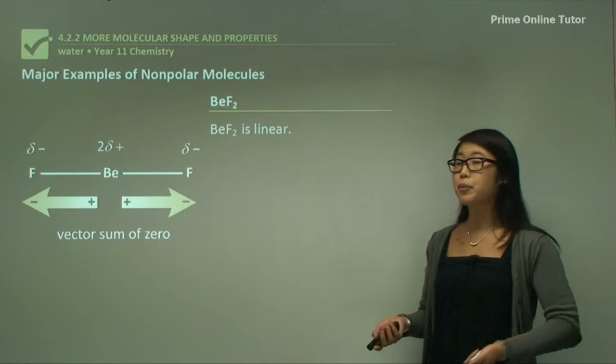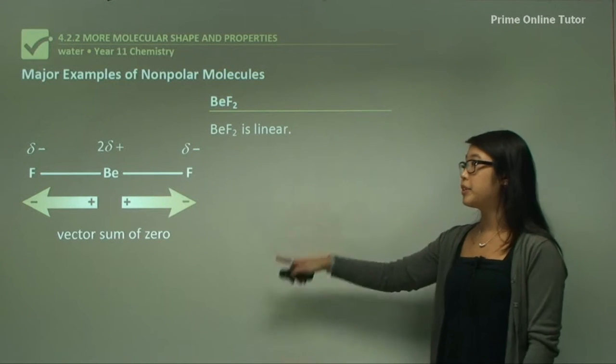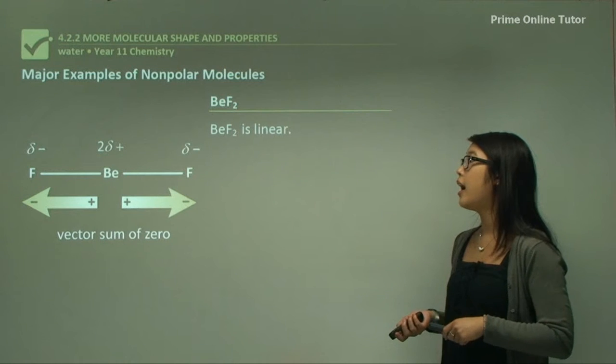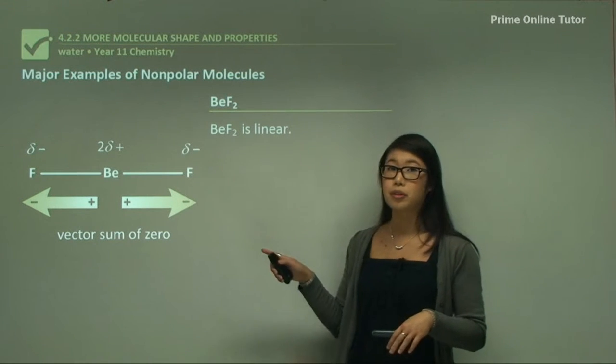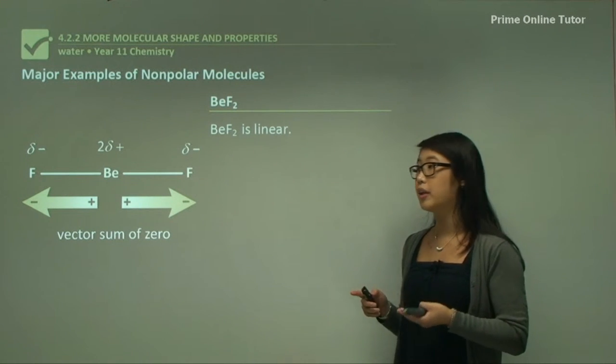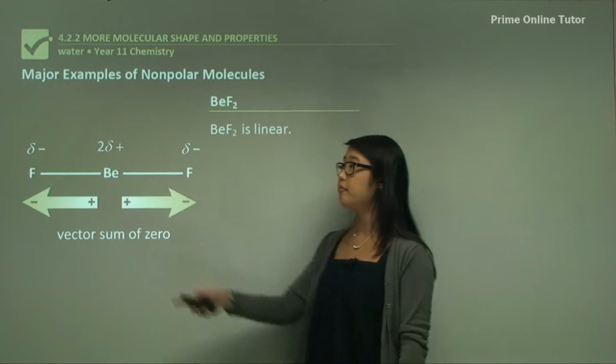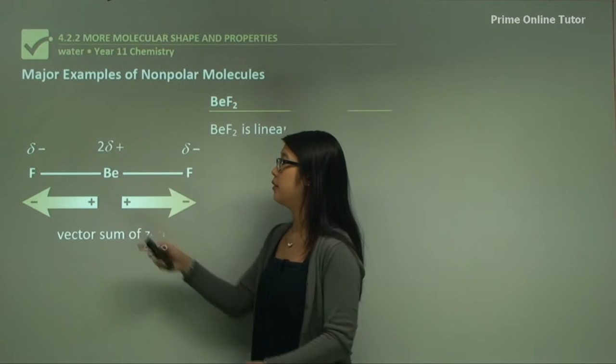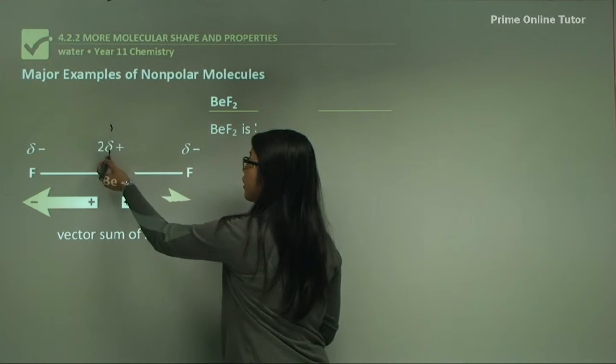So for example, we have beryllium difluoride, which is represented here. Beryllium in the middle with two fluorine atoms on the side. In this case, the molecule is going to be linear because there are only two other atoms around the central atom. So if it's linear, it's symmetrical along this plane. So along here.